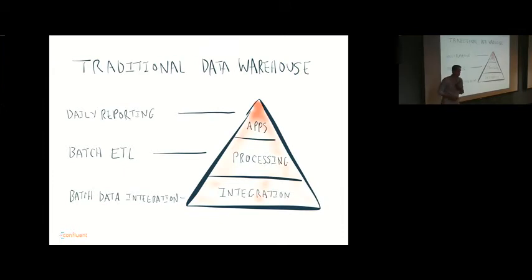And I came to think there's actually an analogy to a traditional data warehouse. In a traditional data warehouse, you do three things. You get all your data into one place. You run ETL or processing on it. And then it supports an ecosystem of mostly daily reporting, but maybe applications around your data. And it's very batchy, maybe it loads once a day, but that's the pyramid.